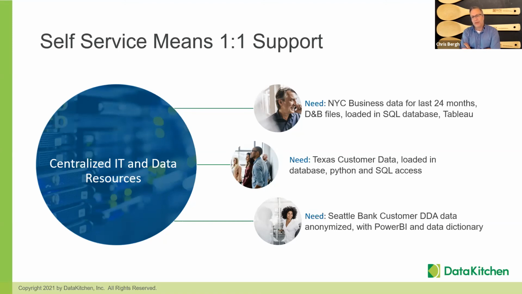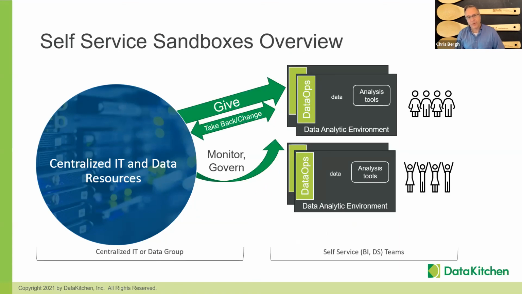The New York City team needs business data, D&B files and a SQL database. The Texas customer needs high net worth data, and the Seattle customer wants a DDA stream and Power BI. And so there are different tools, different data sets. And what happens is when you support self-service users, if they go off the rails, then it's not the self-service team that gets blamed. A lot of times it's our central IT team.